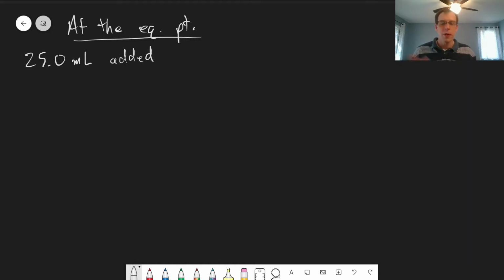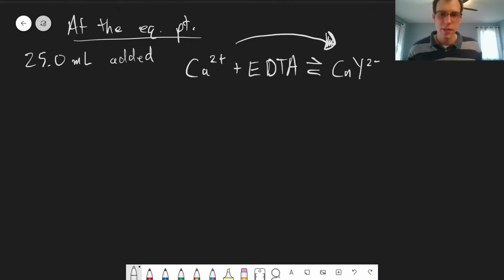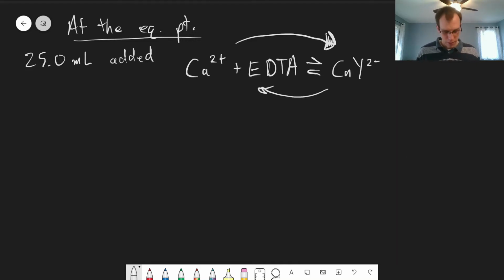So at the equivalence point, at 25 milliliters added, conceptually what's happened here is that we've taken all of our calcium, it's all reacted with our EDTA, and formed calcium Y2 minus, right? So this has all gone over to here. And then some of this calcium Y2 minus will dissociate, right? At equilibrium, there's some small amount of calcium that's present.